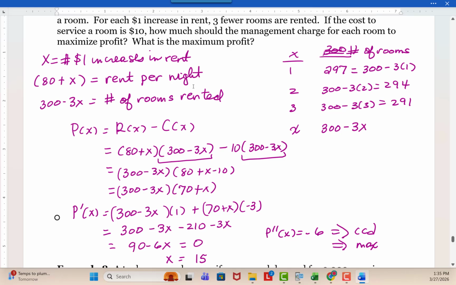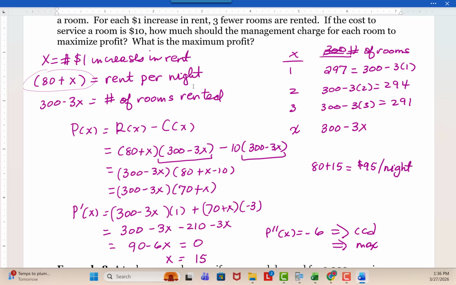So the question is, how much should the management charge for each room to maximize the profit? Well, we said the rent per night is 80 plus x. If x is 15, we're going to charge 80 plus 15, or $95 per night.